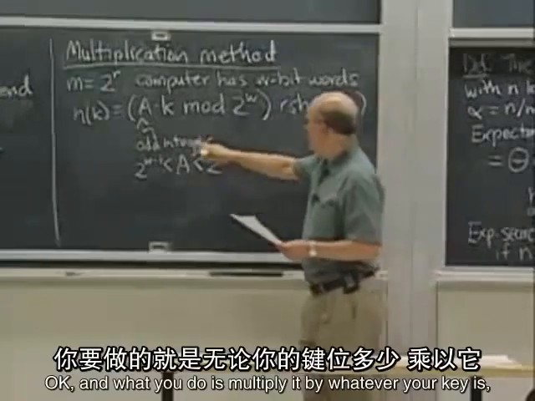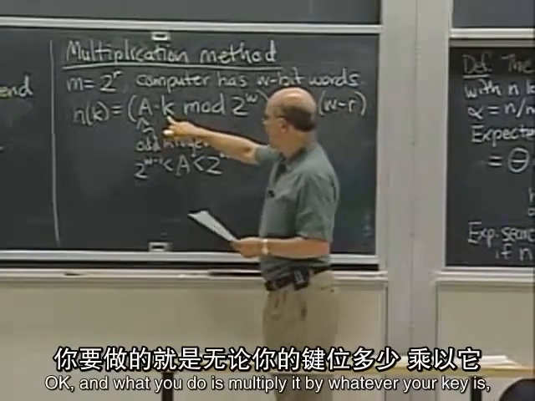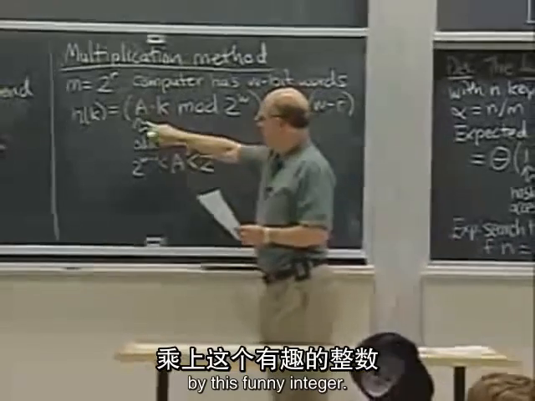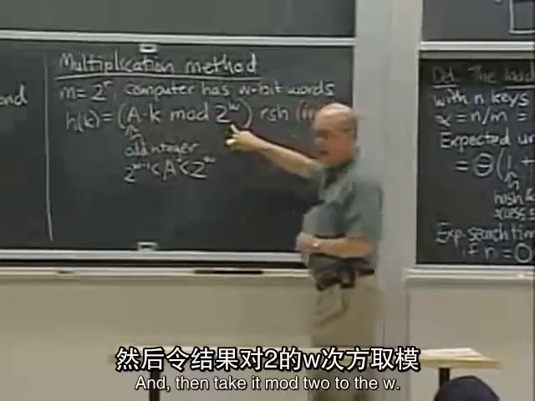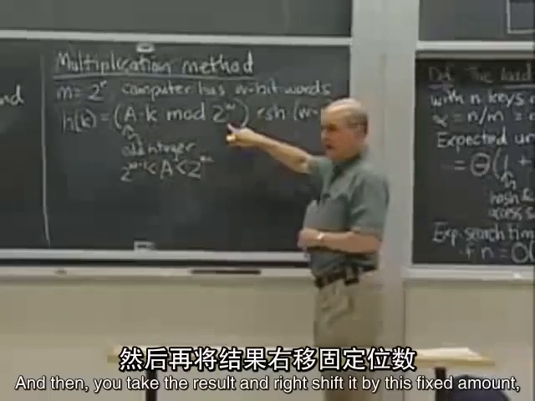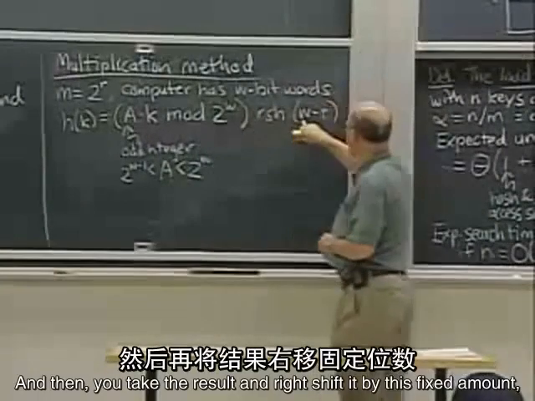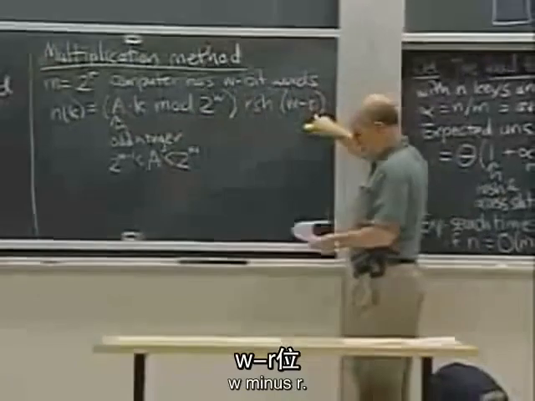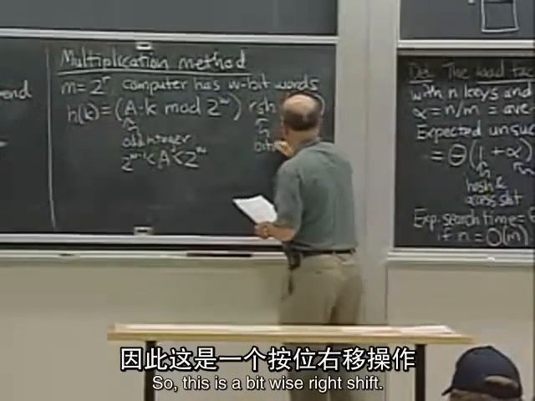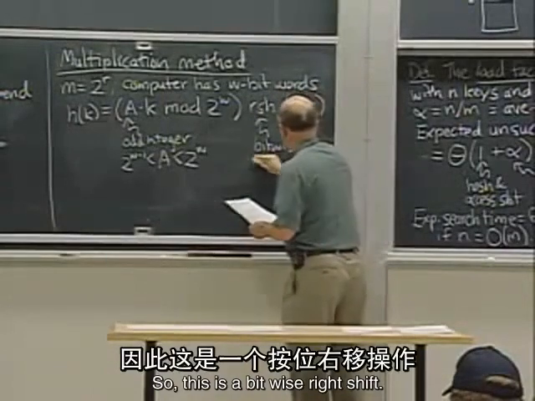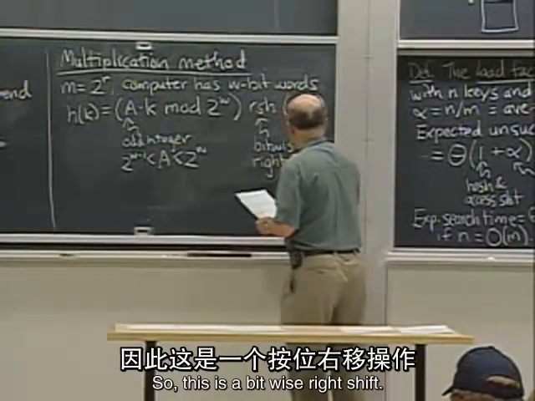And what you do is you multiply it by whatever your key is, by this funny integer, and then take it mod 2 to the w. And then you take the result and right shift it by this fixed amount, w minus r. So this is a bitwise right shift.